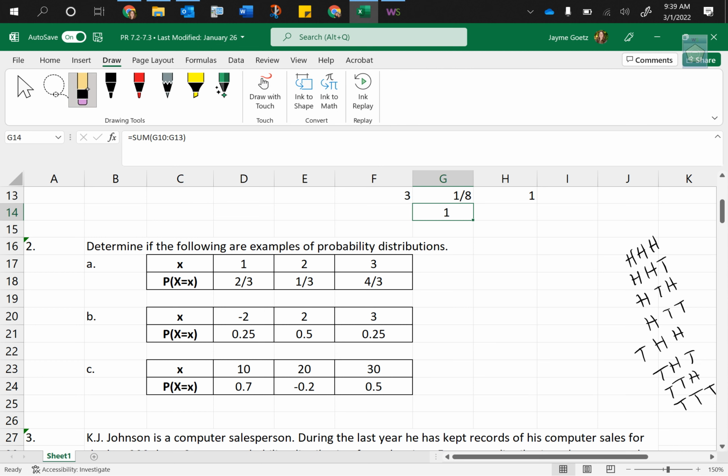The next thing we're going to talk about, get out of here. The pen is not working very well. If that just stays there, I'm going to be very annoyed.